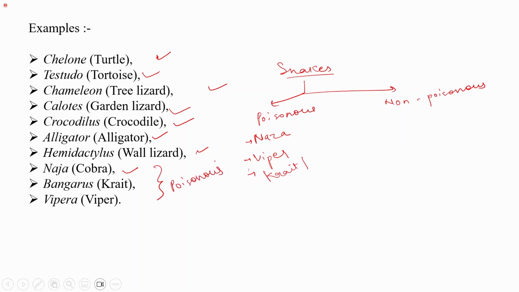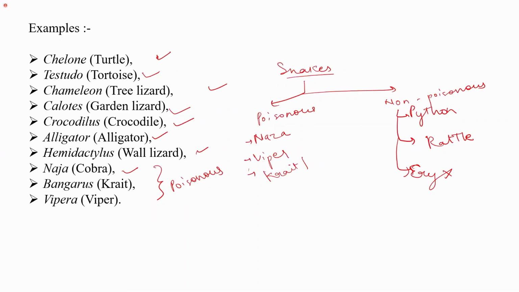Now there are some non-poisonous snakes also. For example, ajgar, if you might have heard. Python is the scientific name, python or ajgar. Then we have rat snake. Then we have eryx, if you might have heard about domohi eryx. Right? So these are non-poisonous. So this might be asked in the exam, which of the following is a non-poisonous snake or which of the following is a poisonous snake. So with this, we end with the class Reptilia.